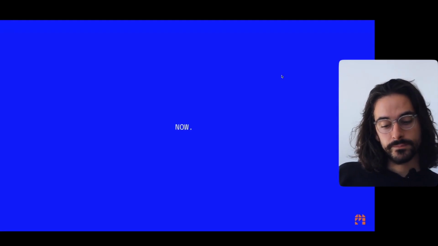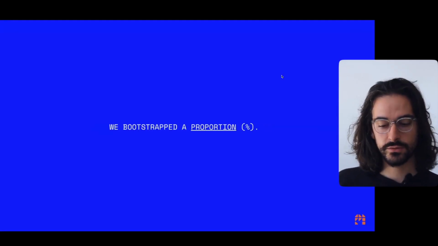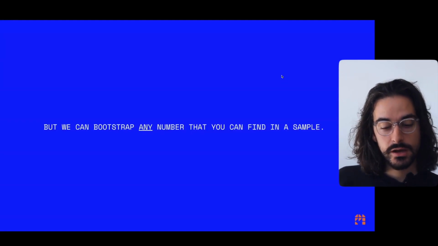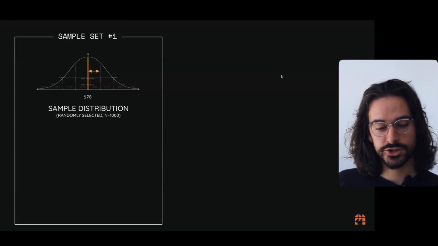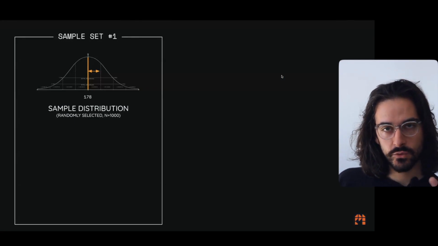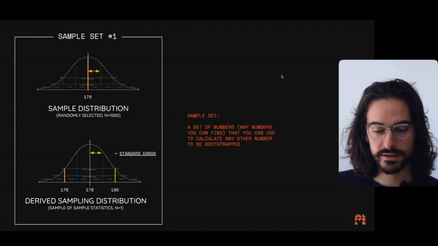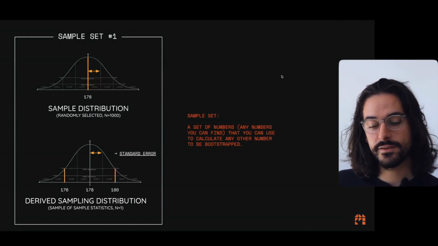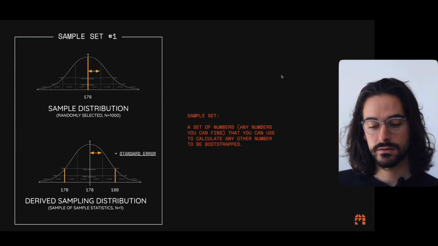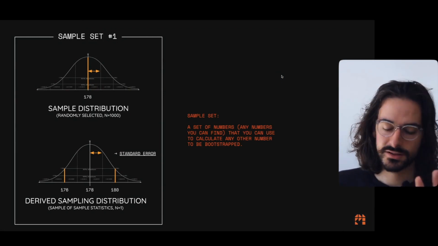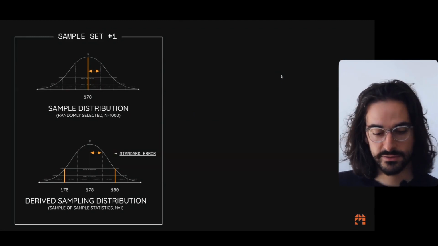Okay, now you can bootstrap any number in a sample. So now we bootstrapped a proportion, but we can bootstrap any number that you can find in a sample. This is what I want to show you. Let's start working with this idea of a sample set. It's not a real term, I'm just making it up to explain this idea. A sample set is a set of any numbers that you can use to calculate any other number to be bootstrapped. Very long sentence. What it means is: look at all these numbers you have available to you.